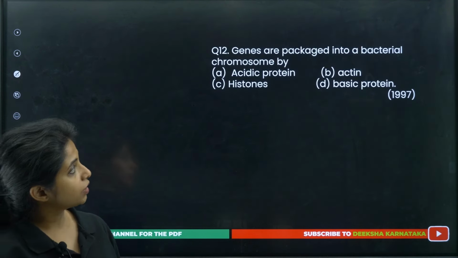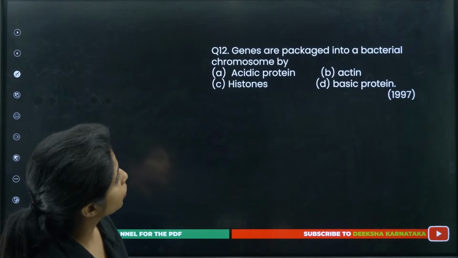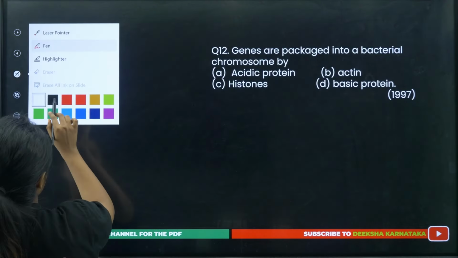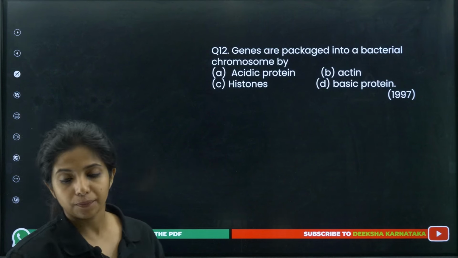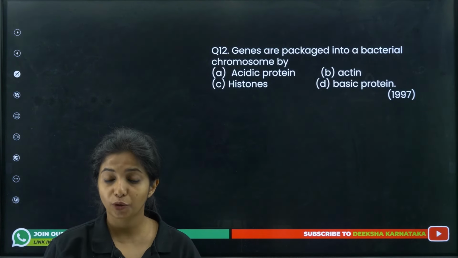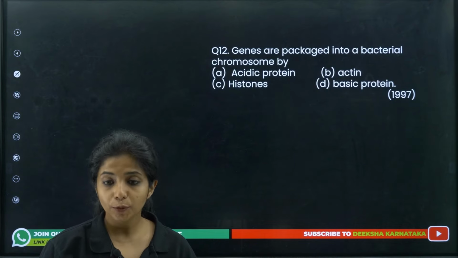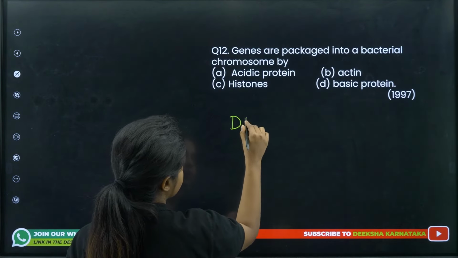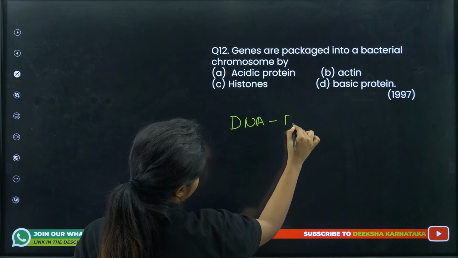Works. Going ahead. Genes are packaged into a bacterial chromosome by... Obviously, how can it be packed? What do we need? Histones, so they're not there. Other proteins can be there. And children, genes as in the DNA. You're asking about DNA. DNA is acidic in nature, children.